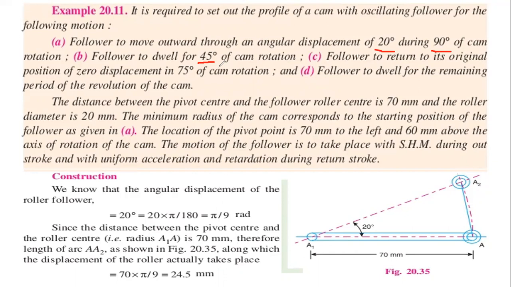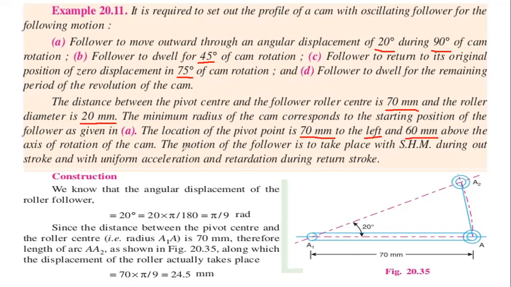Next, the distance between the pivot center and the follower roller center is 70 mm and the roller diameter is 20 mm. The minimum radius of the cam corresponding to the starting position of the follower is as given below. The location of the pivot point is 70 mm to the left and 60 mm above the axis of rotation of the cam.